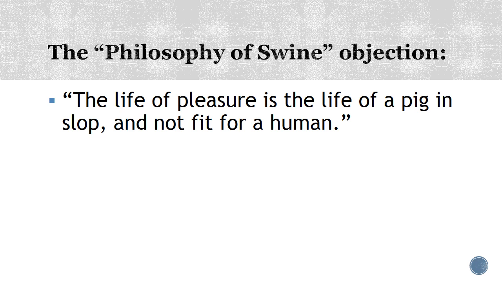The first of these is a famous one, and it's a very old one. In fact, utilitarianism was a position that was not unknown to the ancient Greeks. And no less than people like, for example, Aristotle dismissed utilitarianism largely as a result of this objection, the philosophy of swine objection. And the philosophy of swine objection goes like this. It says that the life of pleasure is the life of a pig in slop, and that's not a fit life for a human being.